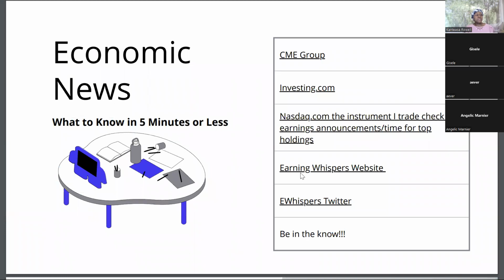The next thing I'm going to share with you is Earnings Whispers. If you are not familiar with Earnings Whispers, it is a site that releases the earnings that are taking place of each stock. It tells you the time that the earnings are going to be released so that it allows you to plan around that time. Allow me to share that with you.